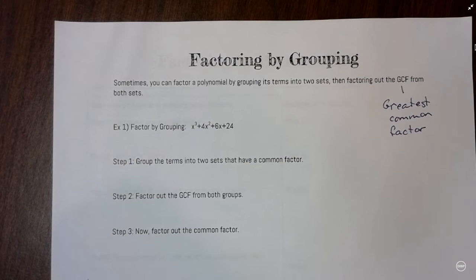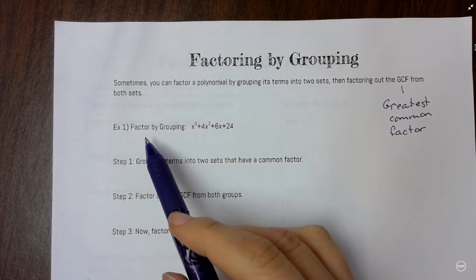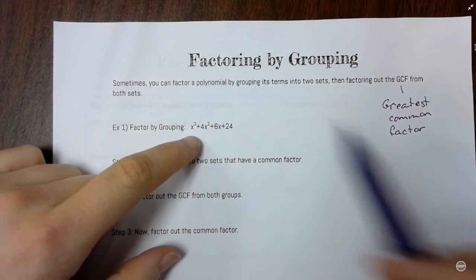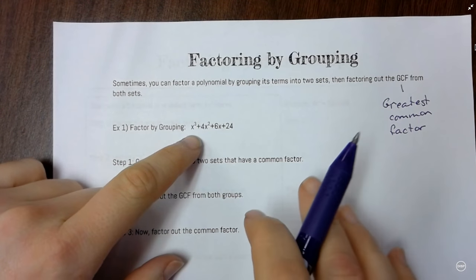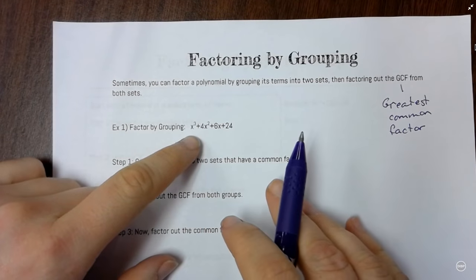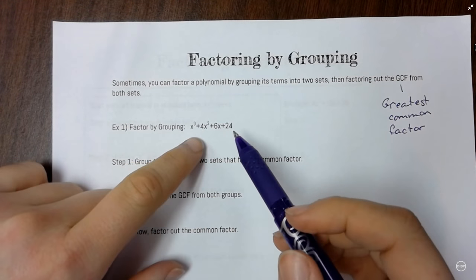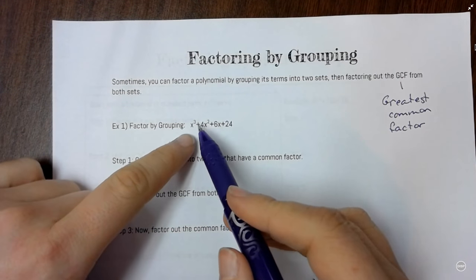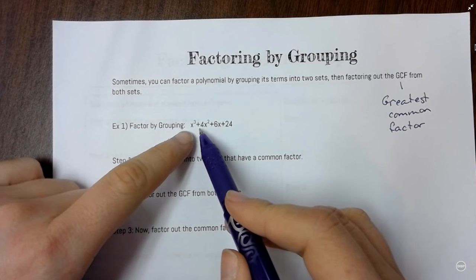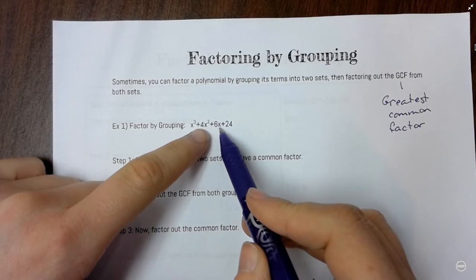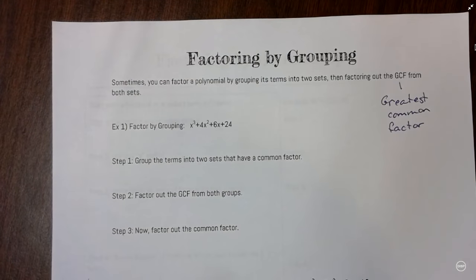So, as we did last time, we're just going to jump into an example. So example 1, we want to factor by grouping. Now this method does not always work. Sometimes one of the other methods is going to be better, but when this one does work, it's pretty convenient. So I have x to the third power plus 4x squared plus 6x plus 24.